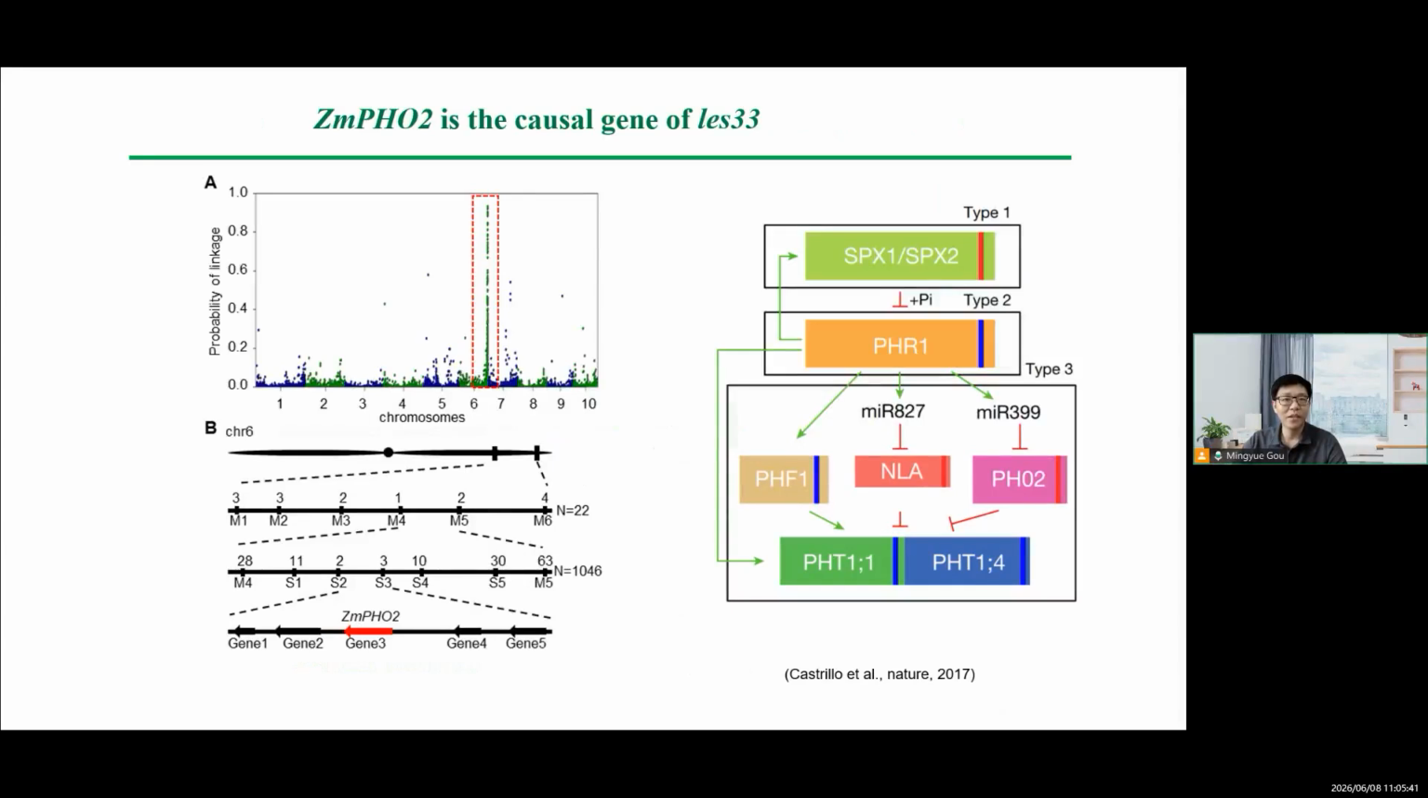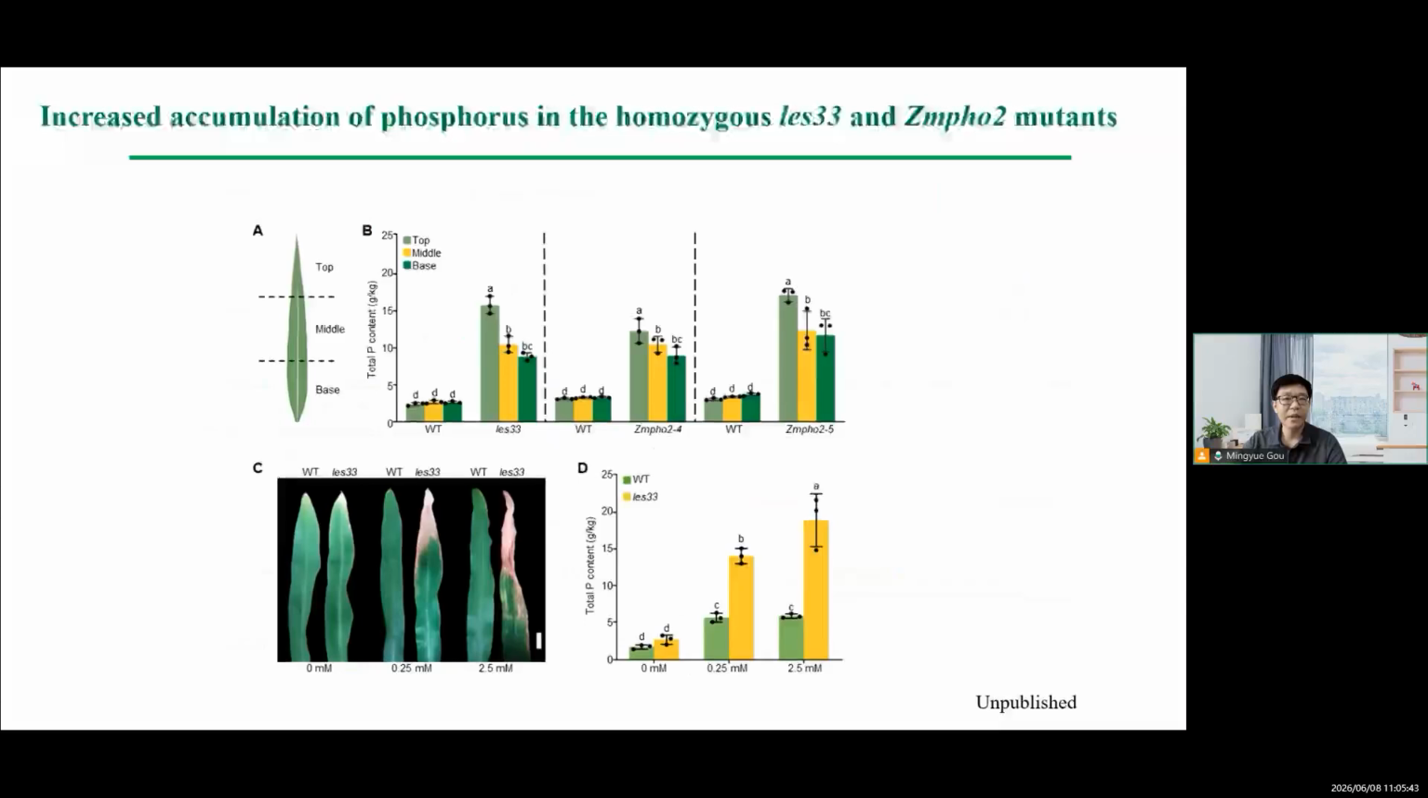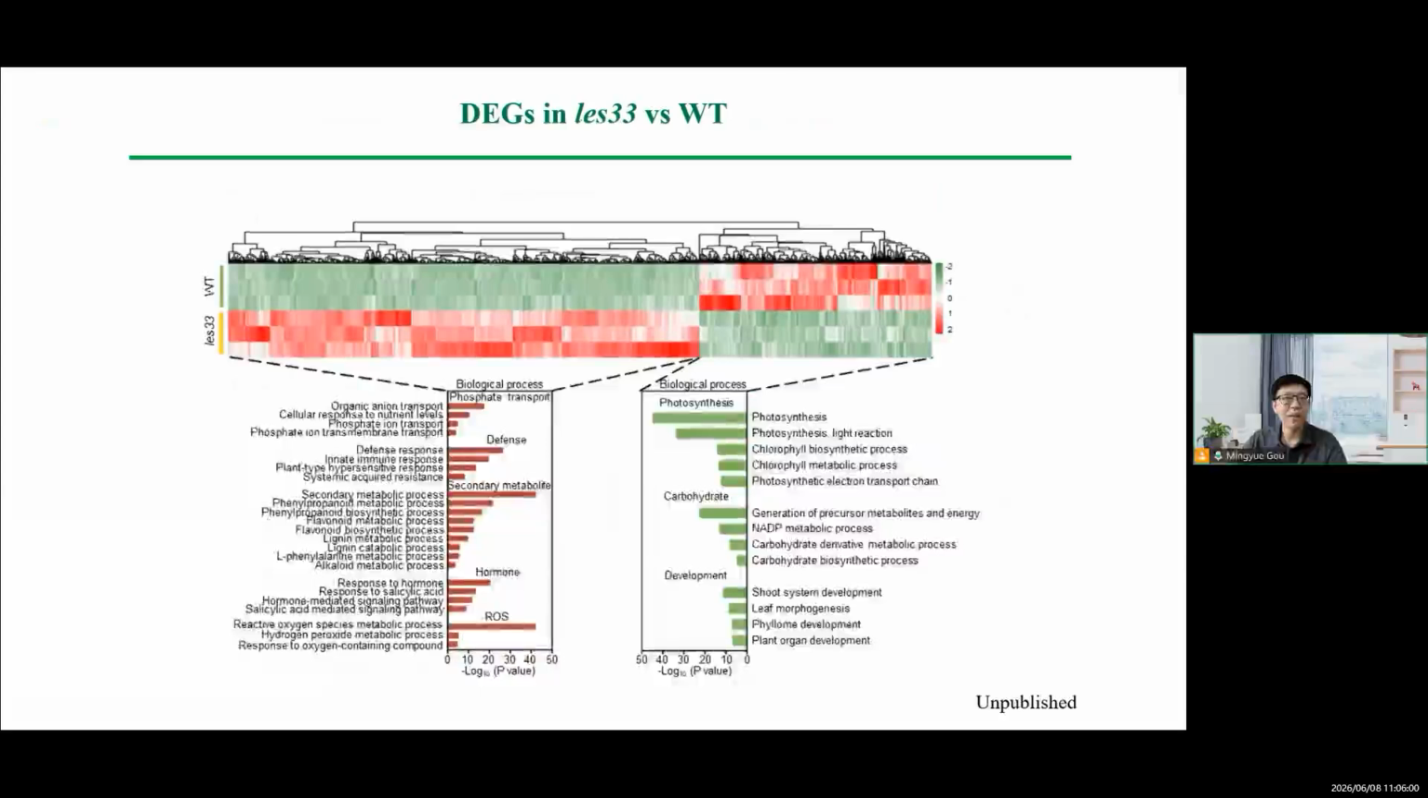Consistent with the known function of ZmFO2, phosphorus accumulation is indeed increased in NAS33, and exogenous application of phosphate enhances the lesion formation in NAS33. Based on transcriptomics data, we detected significant upregulation of defense-related genes and downregulation of photosynthesis-related genes.